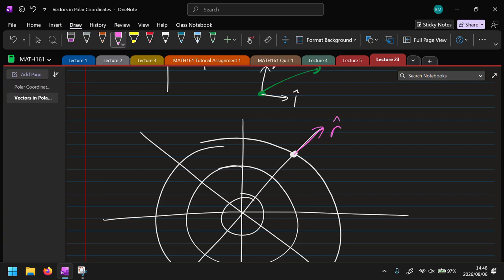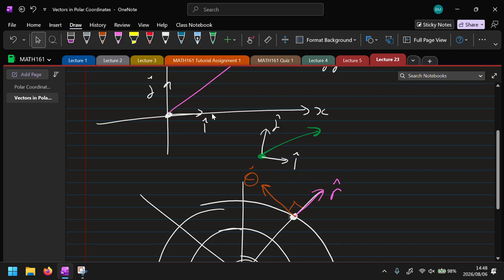And we have a theta hat that points into the angular direction. What do we mean by angular direction? It points in the direction of increasing theta. In this case, increasing theta means counterclockwise. So we have a unit vector going in the counterclockwise direction. We call that theta hat. And they are perpendicular to each other in the same way that i hat and j hat are perpendicular to each other.